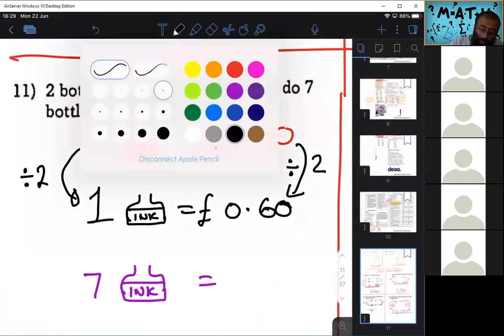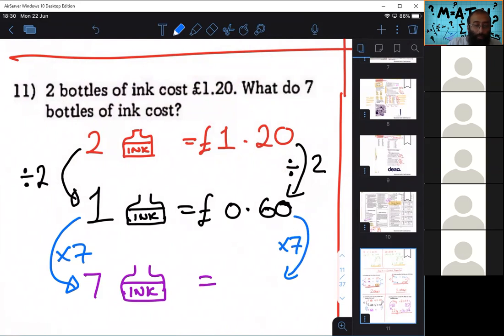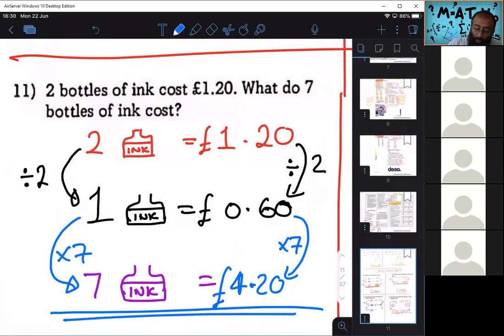So now that we know the cost of 1 bottle, how do we get to 7 bottles? You times it by 7. Beautiful. And what we do on the left, we must repeat it on the right, to keep the equation balanced from the left side to the right-hand side. So what is 60p times by 7, Umeza? £4.20. Beautiful answer. Fantastic. What a good question you've done for me.